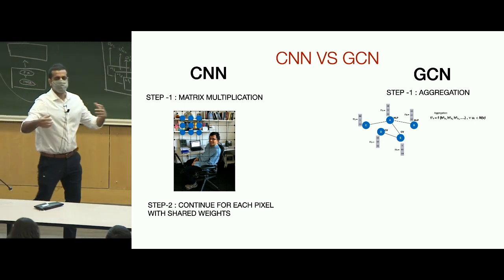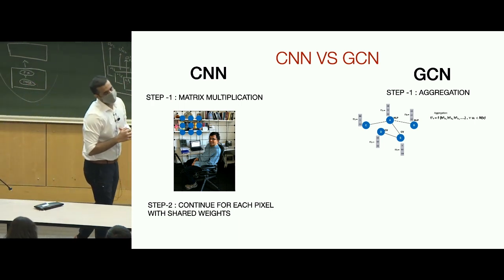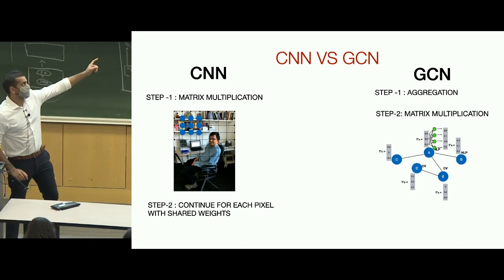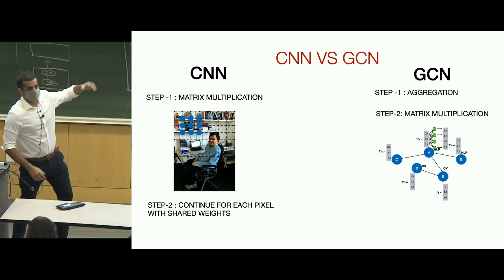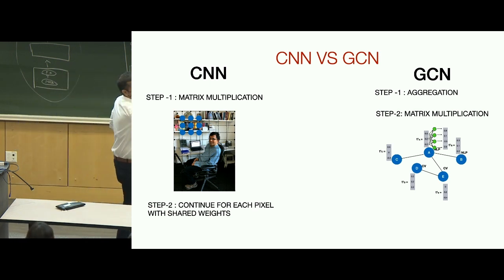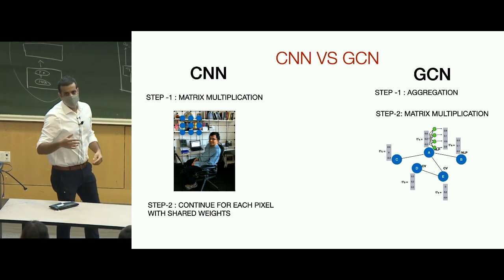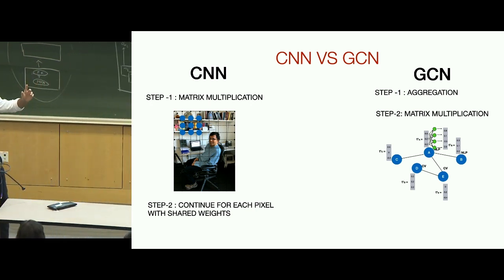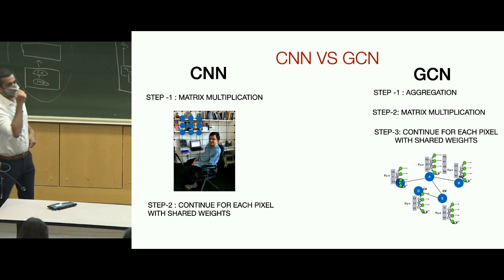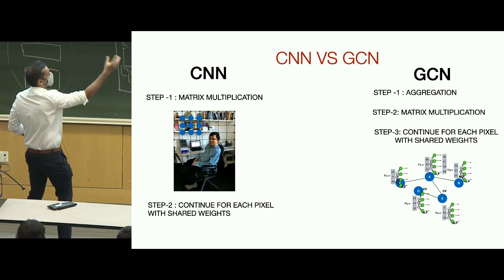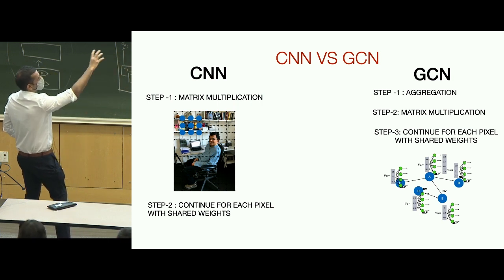We combine the features of the neighboring nodes. The second step is we do matrix multiplication. So doing convolution, in some sense, is also matrix multiplication. And passing it through a linear layer is also matrix multiplication. We do that in GCNs. And we do that at one node, and we use the same weights or the same matrix and multiply it with each of the nodes.